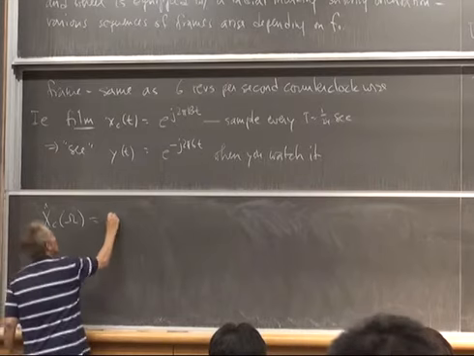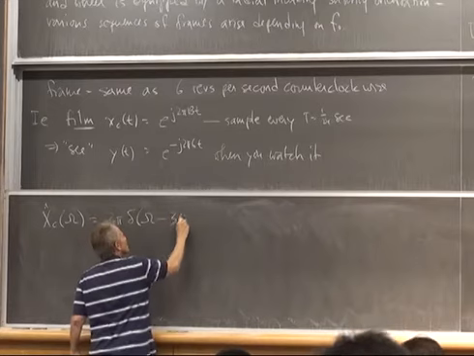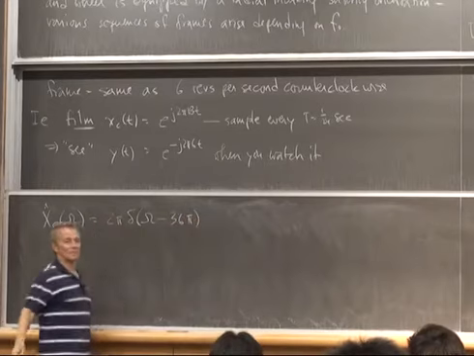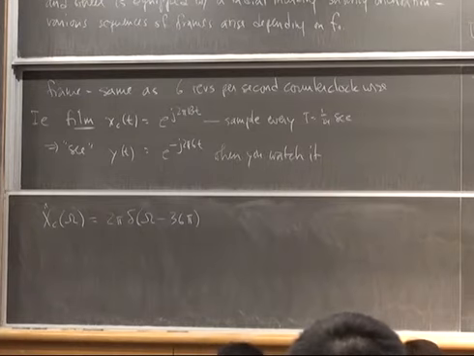Xc hat of omega is 2 pi delta of omega minus 36 pi. Right? That's what you're supposed to know right away, that deltas in frequency correspond to pure complex exponentials, including the constant function 1.